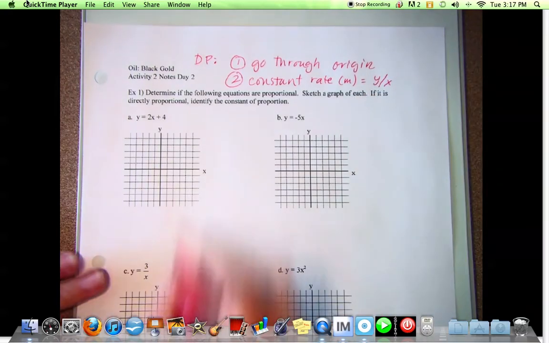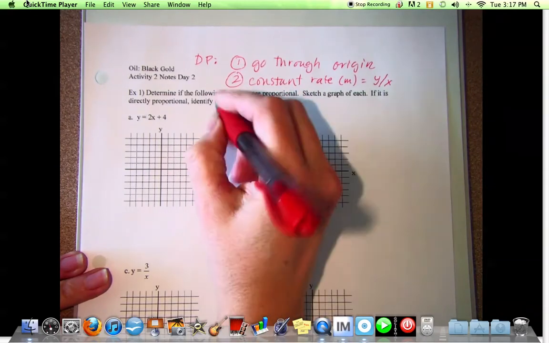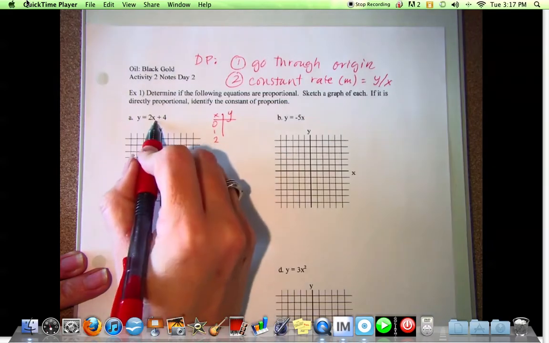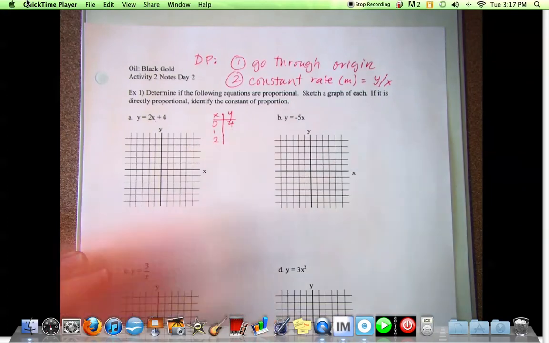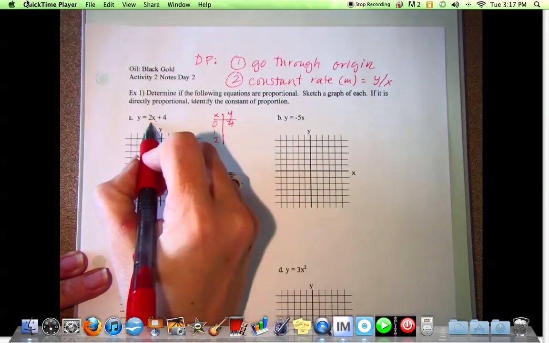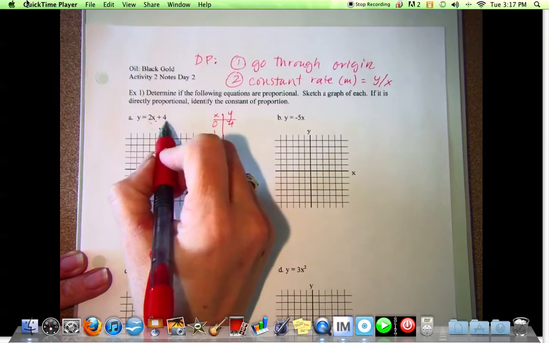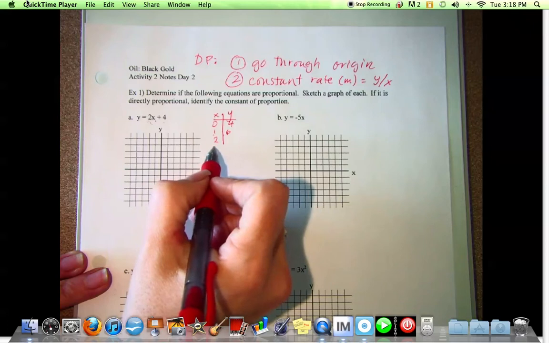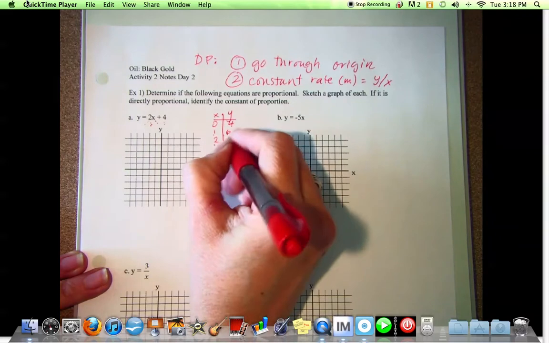So for the first one, we can create a little t-shaped table and plot some points. 0, 1, 2. Put 0 into the equation. 2 times 0 is 0 plus 4, 4. Let's put 1 into the equation. 2 times 1 gives us 2, add 4, that's 6. Let's substitute the 2 into the equation. So we have 2 times 2, which is 4, plus 4 is 8.